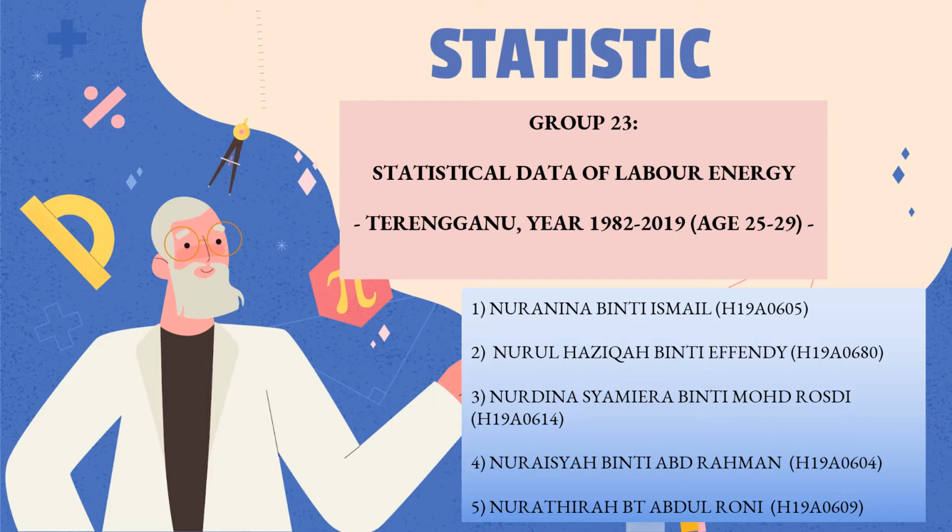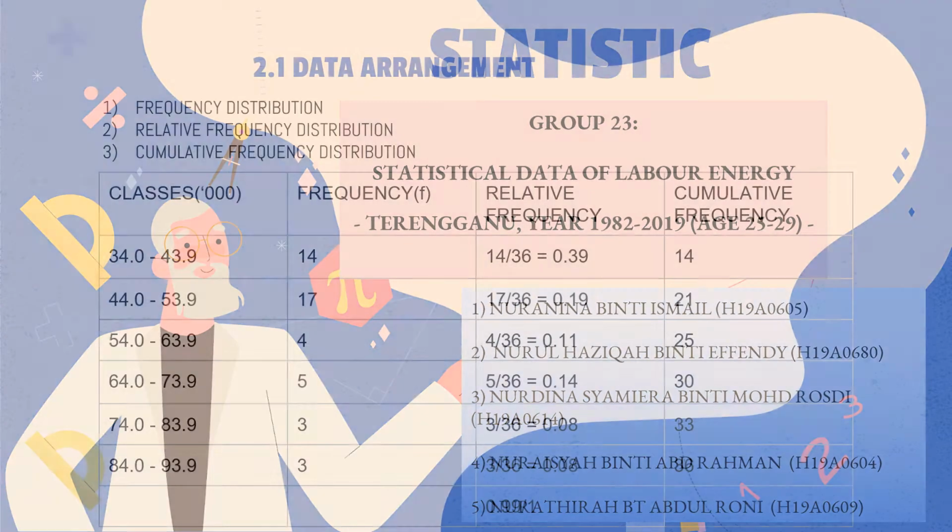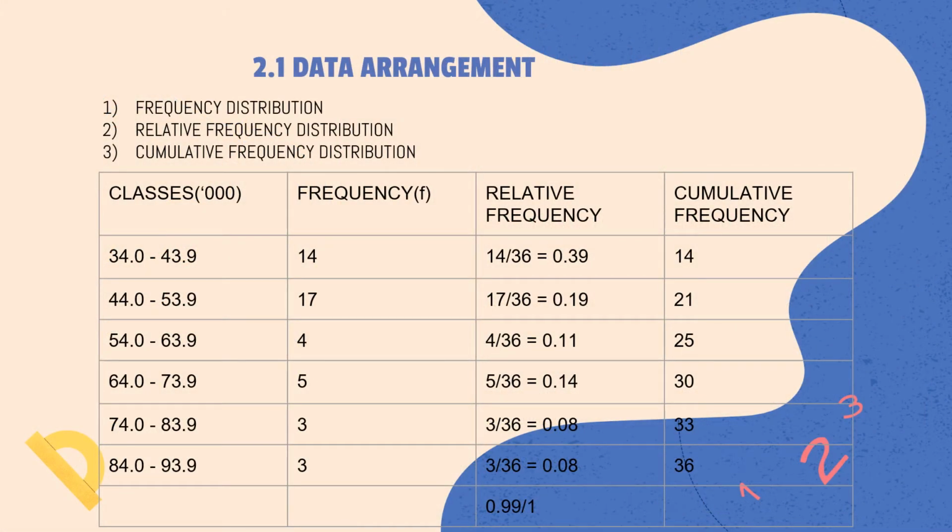The data arrangement, we use frequency distribution, relative frequency distribution and cumulative to collect the data and do statistics of labor energy at Terengganu in 1982 until 2019 at age 25 until 29 years old.